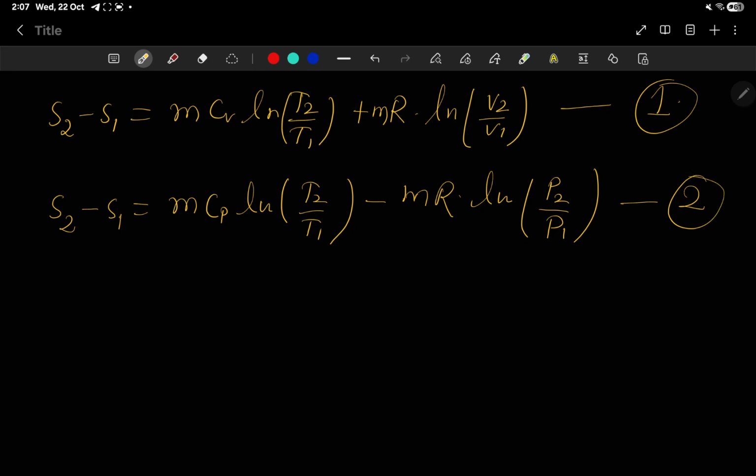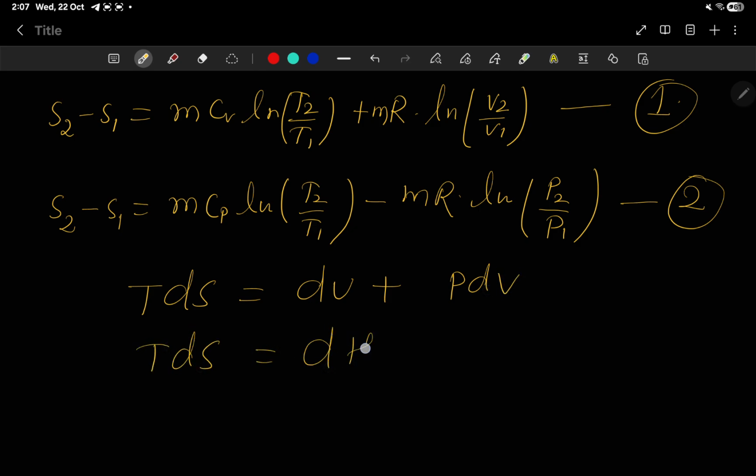ओके, और क्या इसमें है? ओके, अच्छा, इसको याद करने की ट्रिक कैसे है? TdS equals to dU plus PdV and TdS equals to dH minus VdP. ठीक है, सो ये क्या होता है यार? dU को कैसे लिखते हैं हम लोग? m cv dT. और dH को कैसे लिखते हैं हम लोग? m cp dT. ठीक, तो P है यहाँ पे, P के साथ P आएगा. V है यहाँ पे, V के साथ V आएगा, राइट?